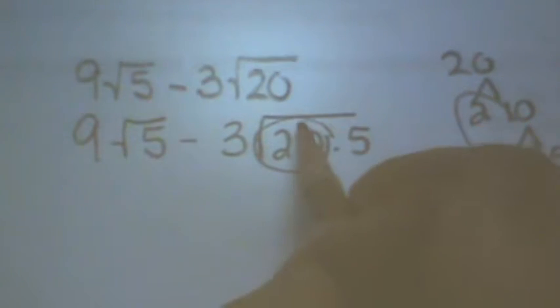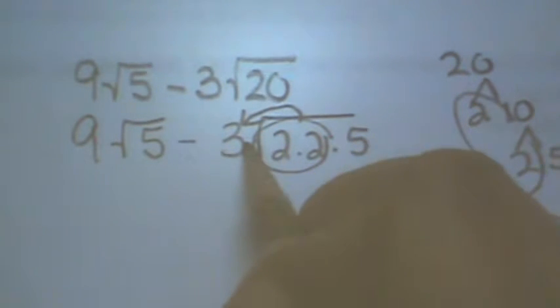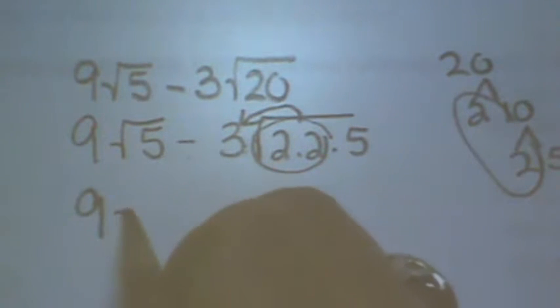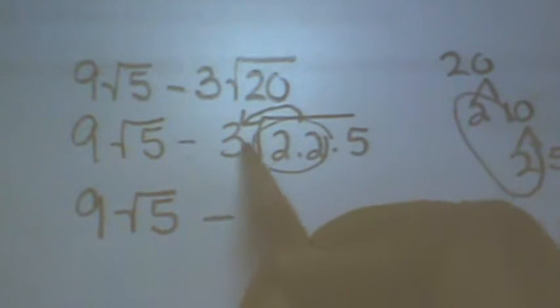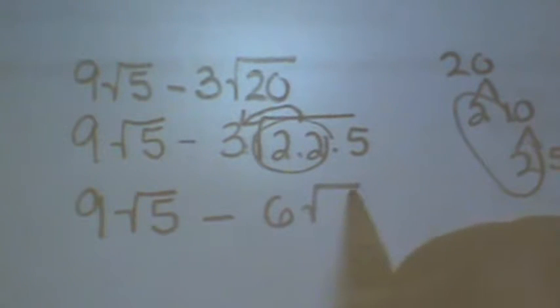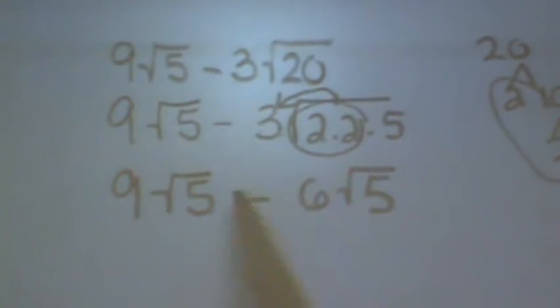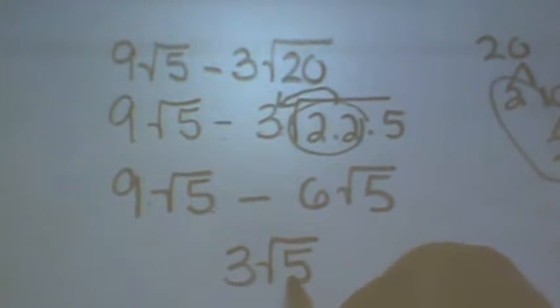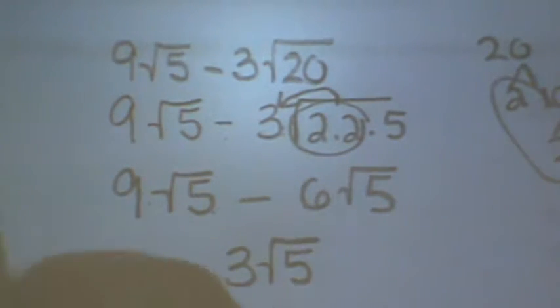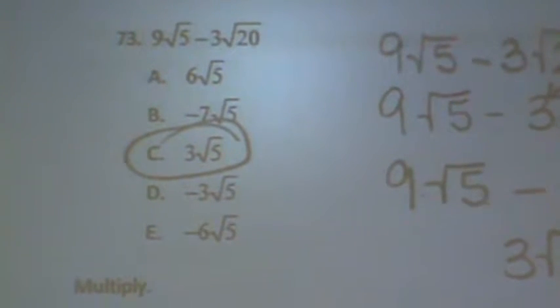So this 2 is going to be multiplied with that 3. 2 times 3 is 6. So we have 9 root 5 minus 3 times 2, which is 6 root 5. And now these are identical, so 9 minus 6 is 3, 3 root 5, which is C. C is the correct answer.